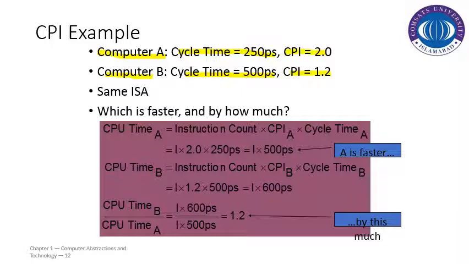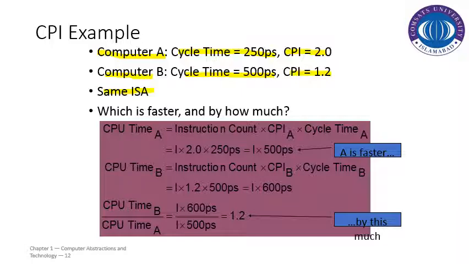And both have the same instruction set architecture, which means that the program being executed on computer A and computer B will have the same instruction count and same instructions. So we have to compare these two systems, determine which computer is faster than the other, and by what factor. For that we have to compute the CPU time of both computers.